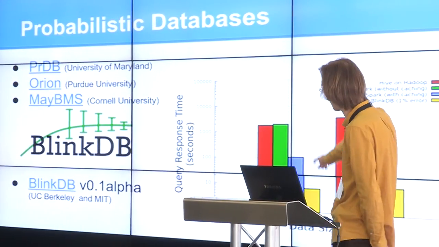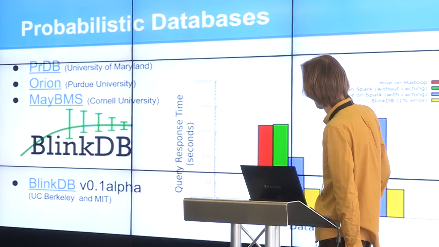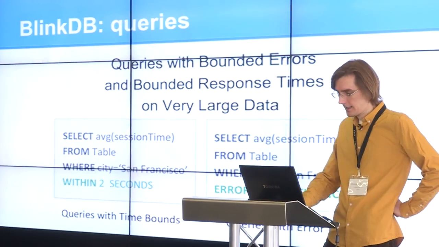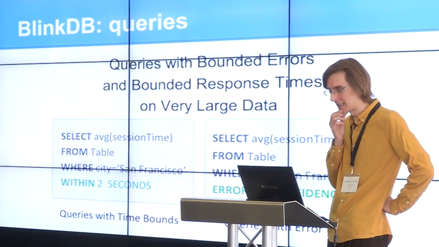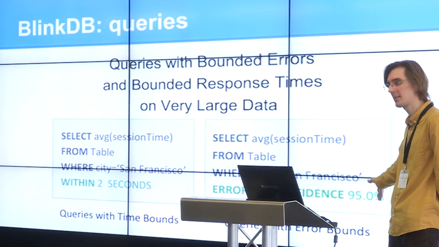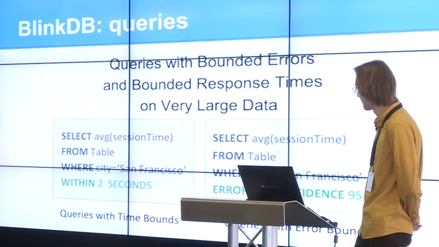And yeah, something like 100 times better than Hadoop without caching. So how does it work and what does it look like? It's like magic. You write a SQL query and say that you want to get this average in 2 seconds. So just constraining it by time, and it will reply in 2 seconds at most. Or you are trying to get a bound on the confidence.